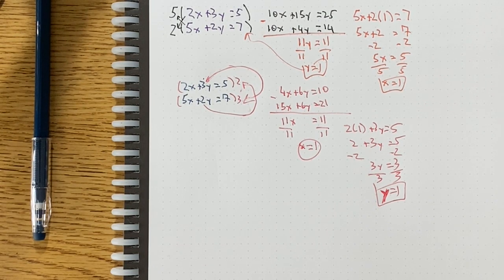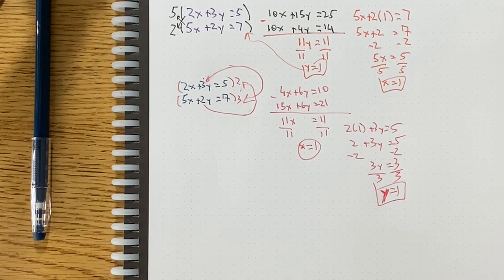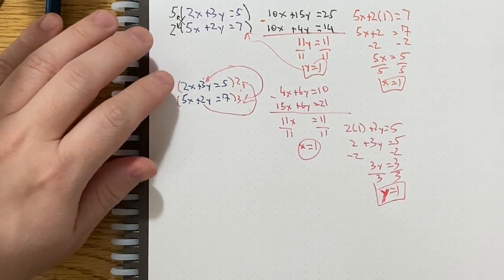Also, some teachers will have you do this, some teachers won't. I would never multiply by the negative number. I would always just multiply by positive, the absolute value of it. Don't worry about negatives, okay?